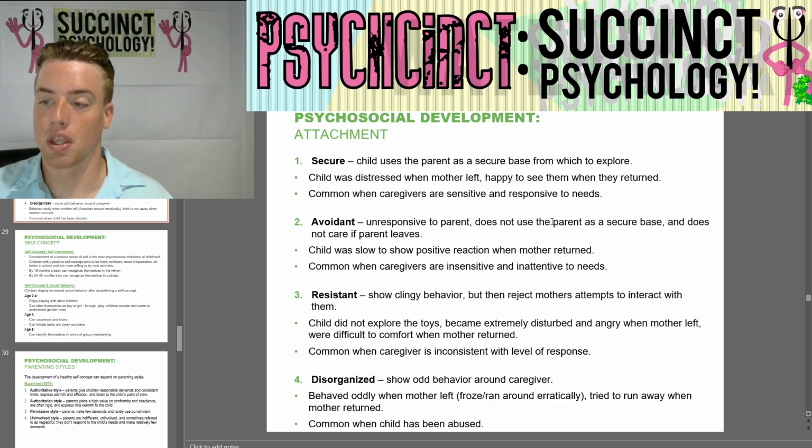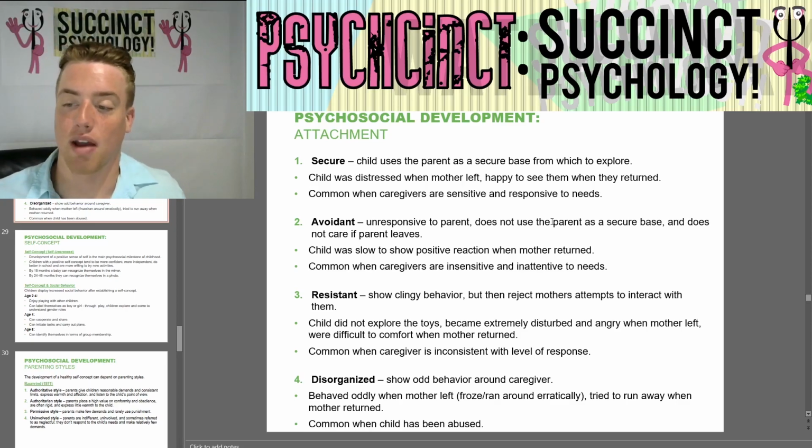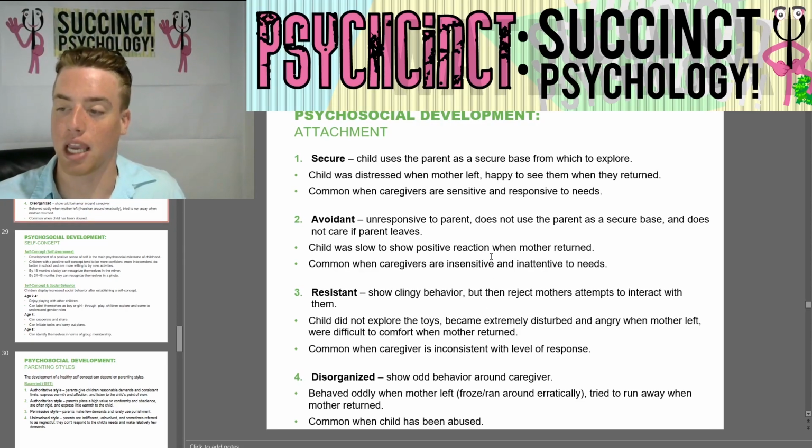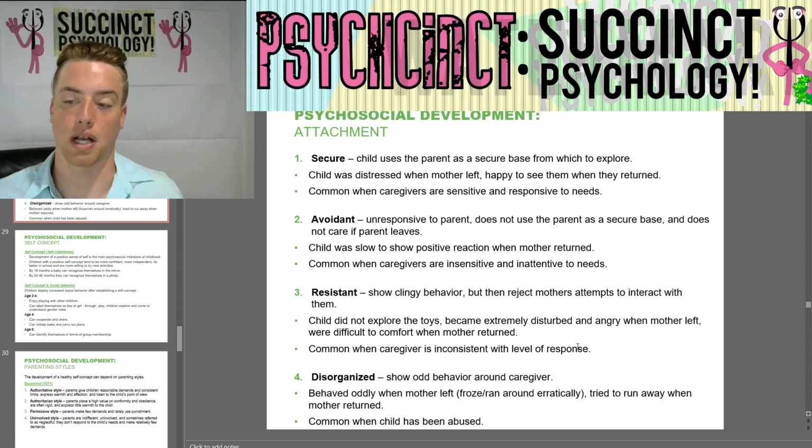You have avoidant: unresponsive to parent, does not use the parent as a secure base, and does not care if the parent leaves. Child was slow to show positive reaction when mother returned. Common when caregivers are insensitive and inattentive to needs. So basically not a very good mother. Then you have resistant: shows clingy behavior, but then rejects mother's attempts to interact with them. Child did not explore the toys, became extremely disturbed and angry when mother left, and was difficult to comfort when mother returned. Common when caregiver is inconsistent with level of response.